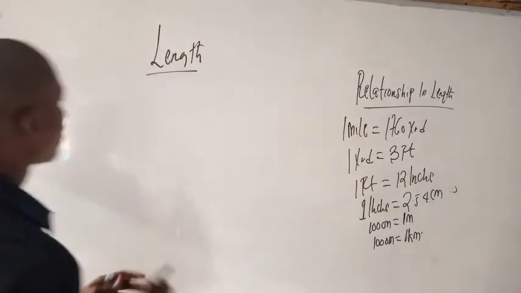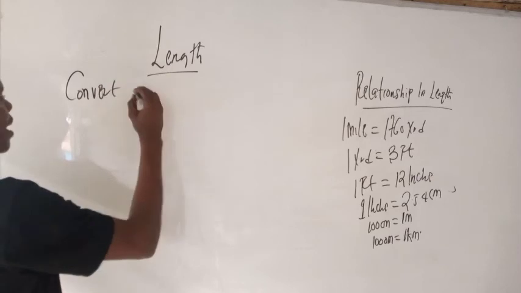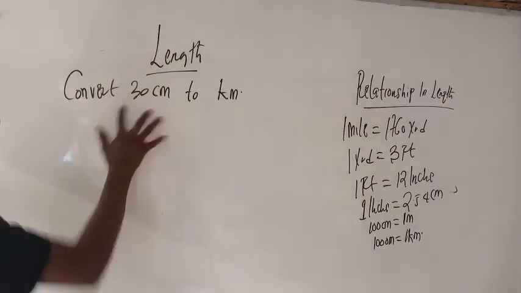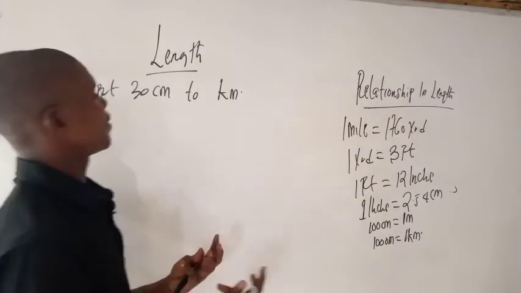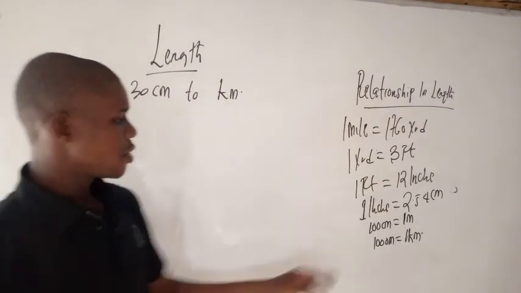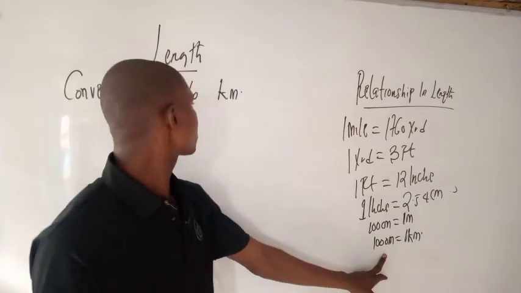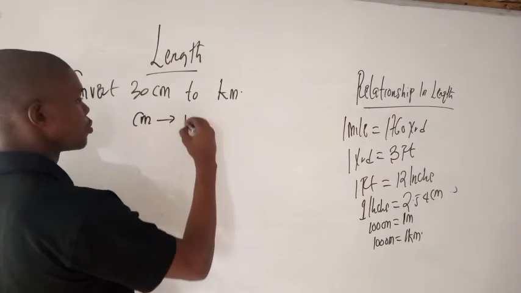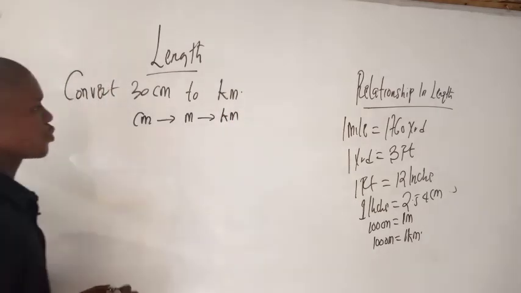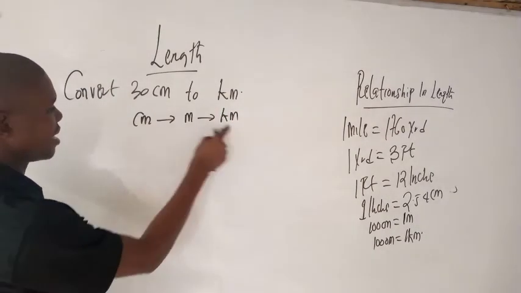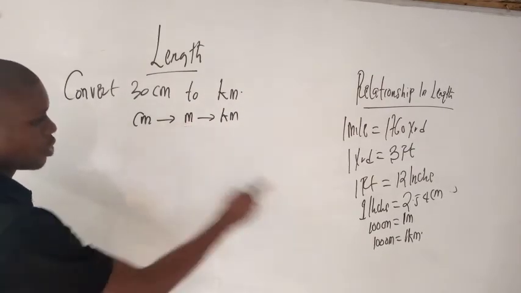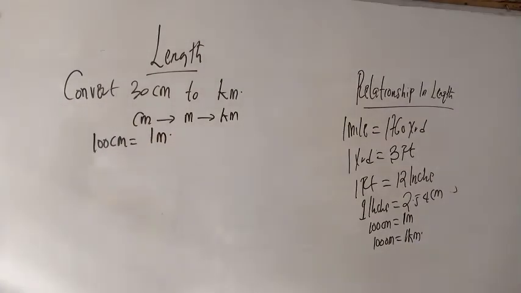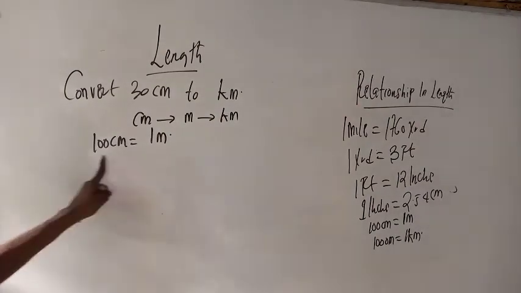If you are given: convert 30 centimeters to kilometers. Let's do this one here. Remember, I don't know the relationship between centimeter and kilometer. I only know that from centimeter I can move to meter, and from meter I can move to kilometer. So I move from centimeter to meter before I get to kilometer. Now I need to write the relationship between these units. What is the relation between centimeter and meter? Here we have 100 centimeters equals 1 meter.